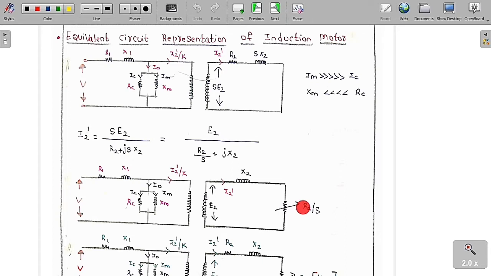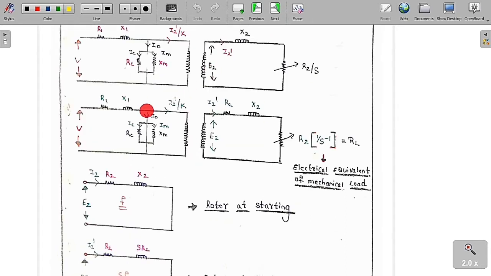And further, now we will do some more simplification. So same thing, this primary is the same as this one. Supply voltage, R1, X1, RC, XM, IC, IM, I0, I2 dash by K. And see, this is the same as this one, but the only thing is here we are going to add some more extra. So this is E2, this is I2 dash, this is R2, X2, here R2 into 1 by S minus 1. So if you do the resistance addition, R2 by S minus R2 plus R2 is again the same thing, R2 by S. So therefore the extra thing that we are going to have here is minus 1. So therefore we are going to get R2.